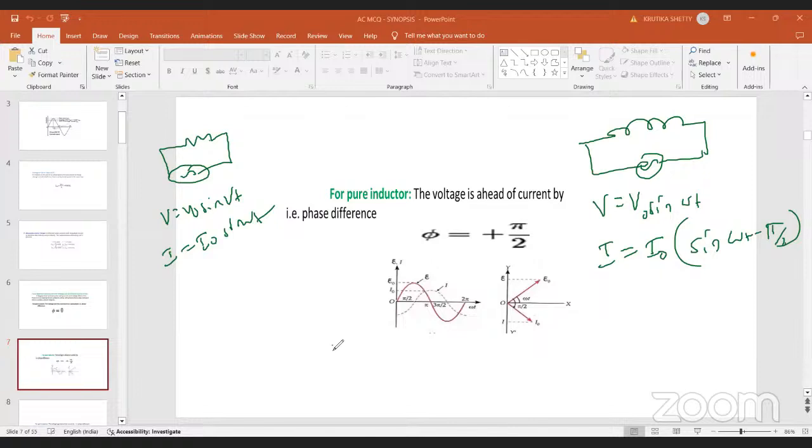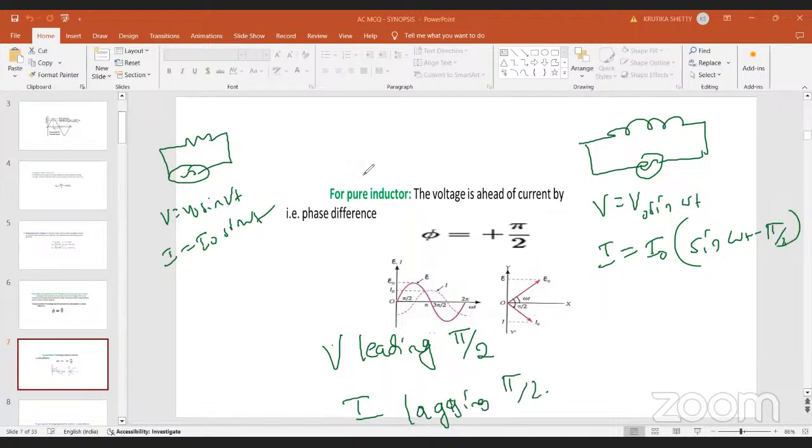You can say it in two ways: the voltage is leading by the phase difference of pi by 2, or the current is lagging by the phase difference of pi by 2. In both ways you can tell. So current lagging, or voltage leads by pi by 2. It was not like that in the resistor case.